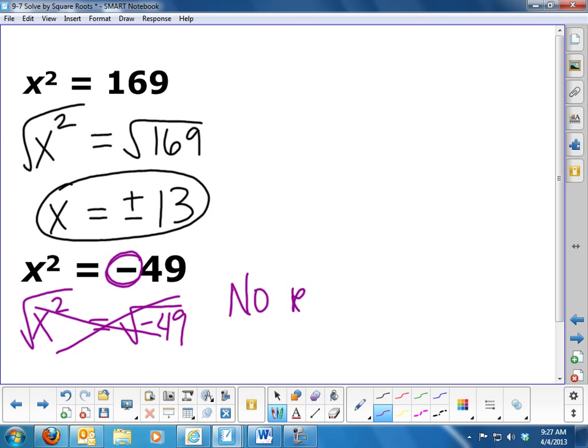So if you think about what that would look like on your calculator, that would be a graph that doesn't cross the x-axis. It's either all the way above or it's all the way below.